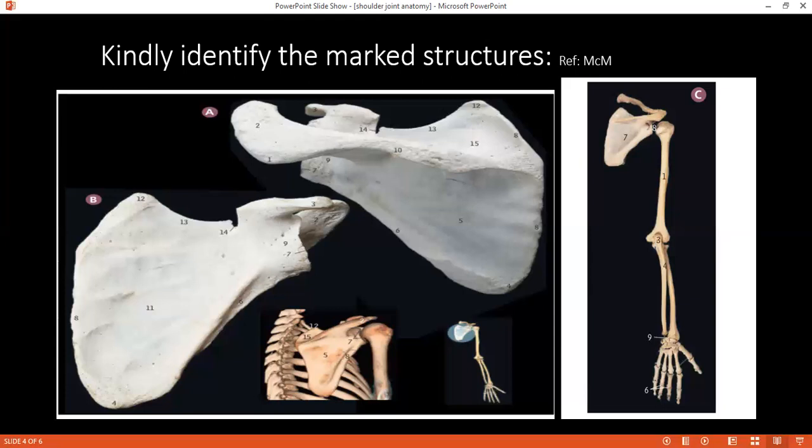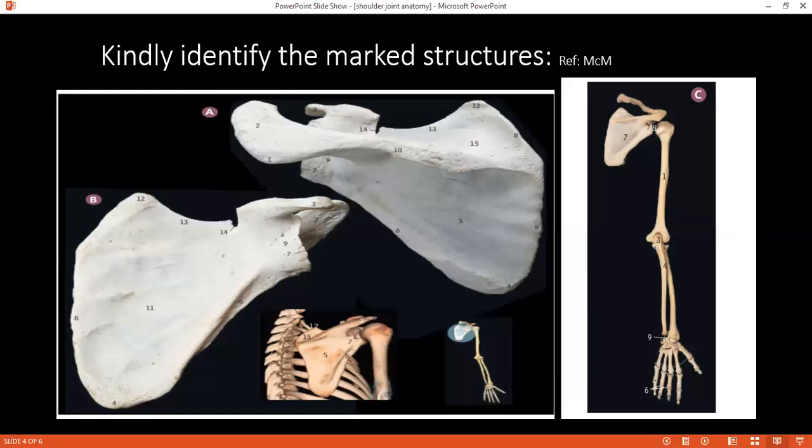2, it's the acromion process of the scapula. Yes, acromion. If you can identify number 15 over here, please. 15, supraspinous fossa. Which muscle attaches here, number 15? Supraspinatus muscle. All right. If you can please identify number 5. Infraspinatus fossa. Yes. If you can identify number 11, please, in picture B. Subscapular fossa.